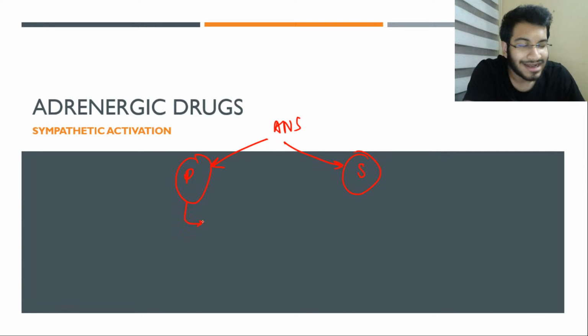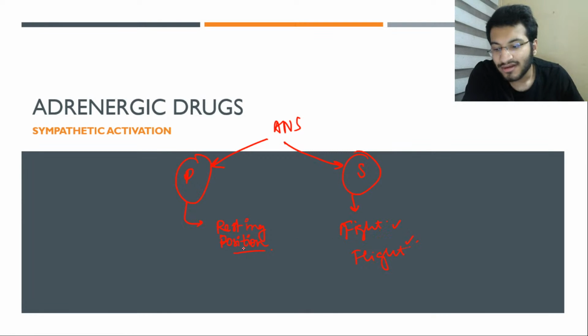Parasympathetic is activated when you are at resting position. Sympathetic activates when you are frightened, when you have to fight or take flight, to run or to fight. Then your sympathetic activation will take place. And the drugs that increase the sympathetic stimulation are adrenergic drugs, and today we will be talking about these drugs only.